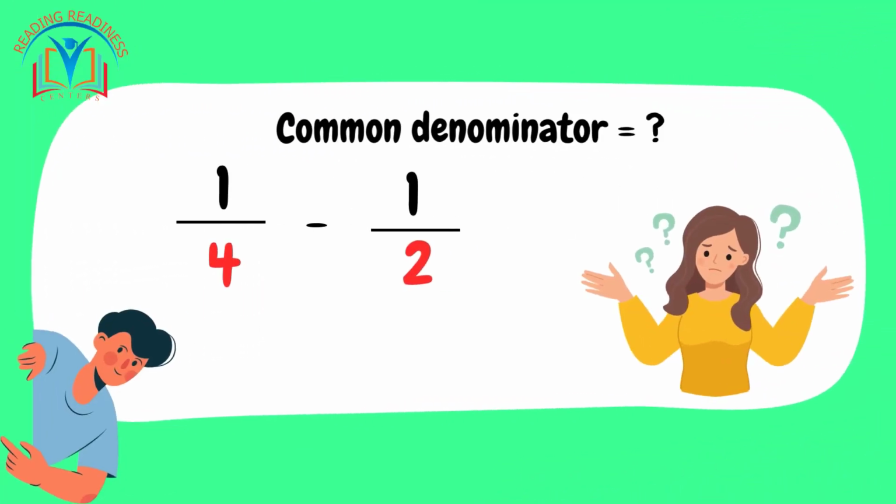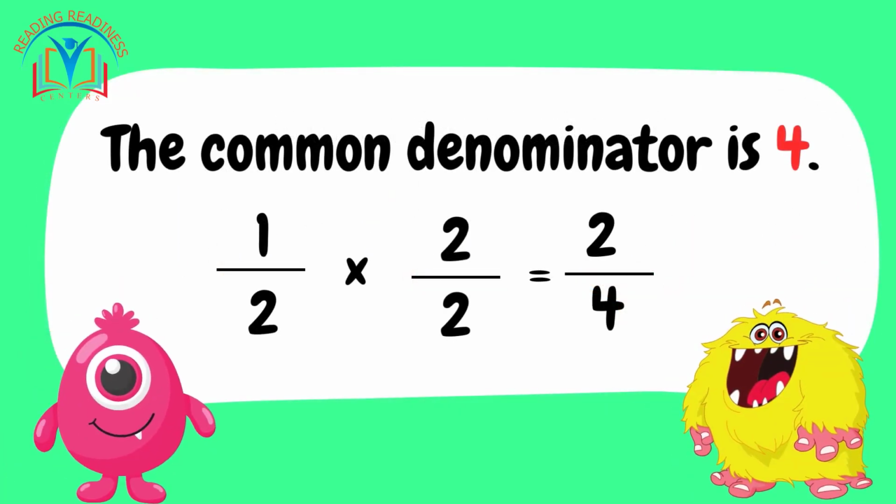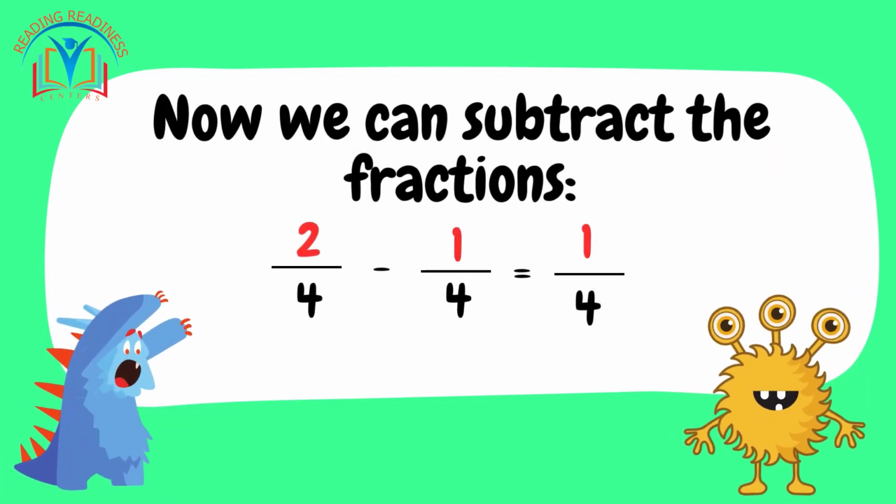For example, let's subtract 1/2 from 1/4. The common denominator is 4. We can make the first fraction have a denominator of 4 by multiplying the numerator and denominator by 2. 1/2 times 2/2 is equal to 2/4. Now we can subtract the fractions. 2/4 minus 1/4 equals 1/4.